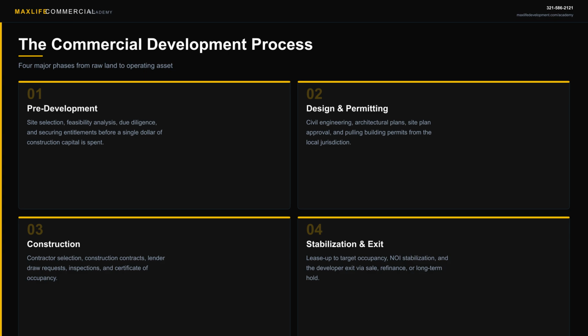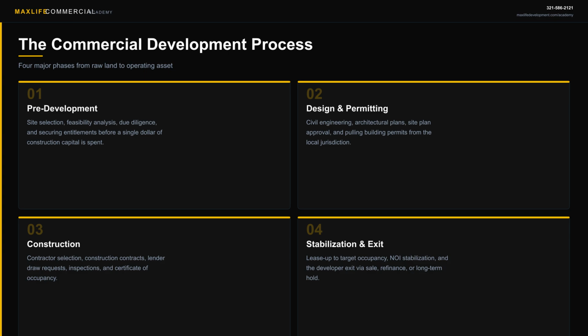Phase 2 is design and permitting. Once you have your entitlements, you hire civil engineers and architects to produce construction documents. The civil engineer is laying out your site, drainage, utilities, parking, access. The architect is designing your building. Those plans go to the local building department and you are waiting on permit approval before construction can begin.